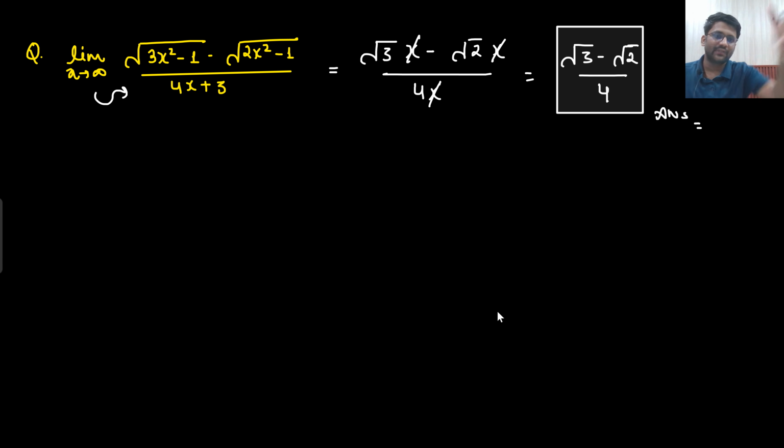X and x, very large value is being cancelled out with very large value. What are you left with? This much value you are left with. Are you able to understand this point? This is the answer. Now, if someone directly thinks that sir, infinite minus infinite form we are getting, then they can do the rationalization.